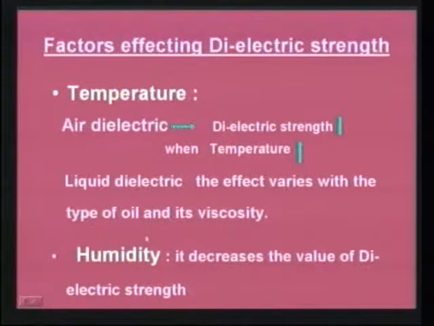The next factor affecting dielectric strength is humidity. It decreases the value of dielectric strength. When humidity is present, it decreases the value of the dielectric strength of the insulator.